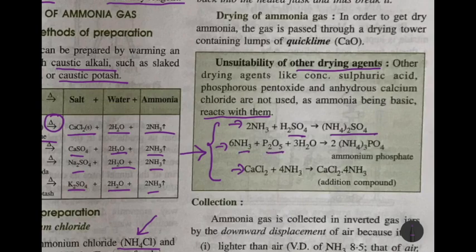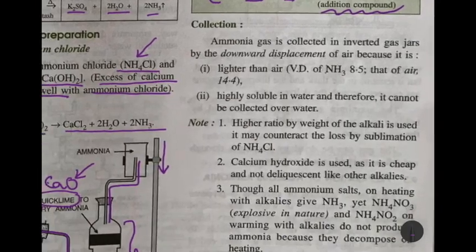Ammonia with phosphorus pentoxide will give ammonium phosphate, and calcium chloride with ammonia will give an addition compound. As I already told you, ammonia is collected in inverted gas jars by the downward displacement of air. Why? Because ammonia is lighter than air, and air from the gas jar will be pushed out. Another reason is that ammonia is highly soluble in water, so we cannot collect it over water.